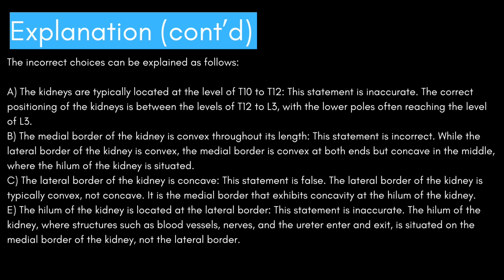E. The hilum of the kidney is located at the lateral border. This statement is inaccurate. The hilum of the kidney, where structures such as blood vessels, nerves, and the ureter enter and exit, is situated on the medial border of the kidney, not the lateral border. All right, now that we have covered this question, let's move on to look at the next question.